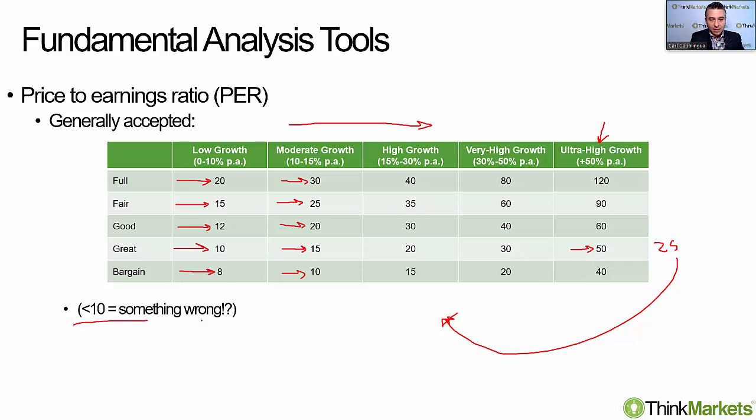Okay. And don't forget that if a PE is less than 10, sometimes we call this the earnings trap when it comes to PEs. Sometimes it's because the earnings are expected to shrink, not grow.